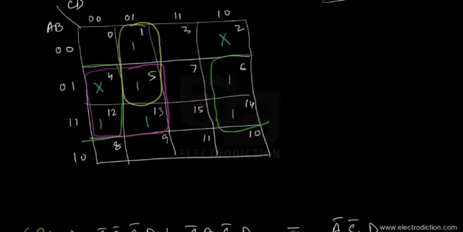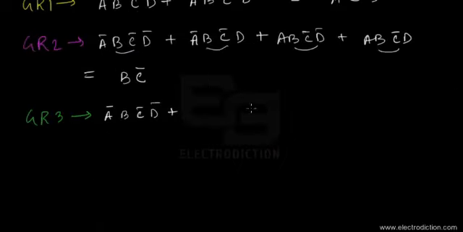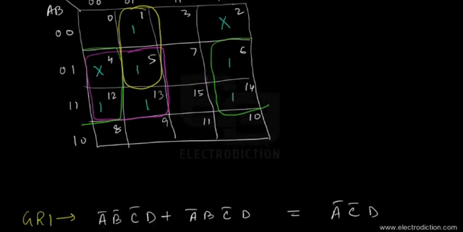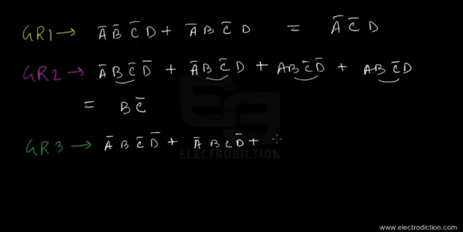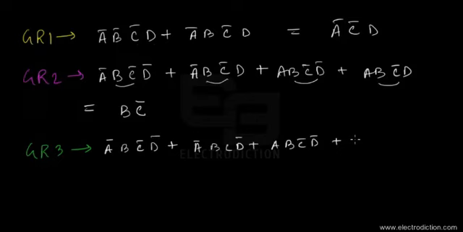If we take a look over here, we're going to get A bar B, C bar, D bar, plus A bar B, C, D bar, and once again, A B, C bar, D bar, and finally, plus the last one, cell number 14, which is A B, C, D bar.